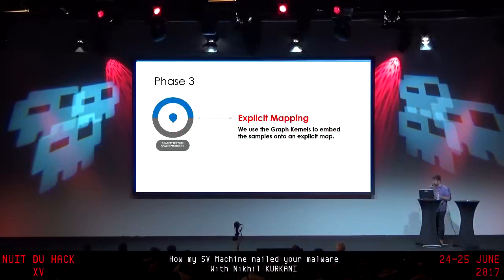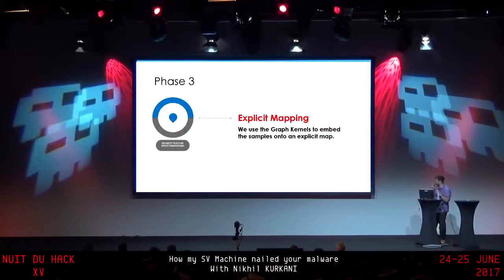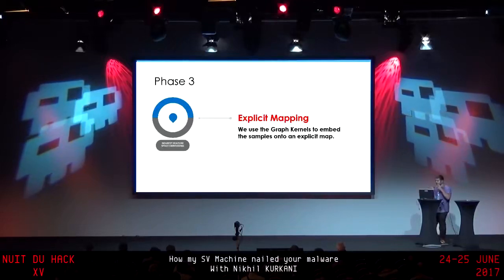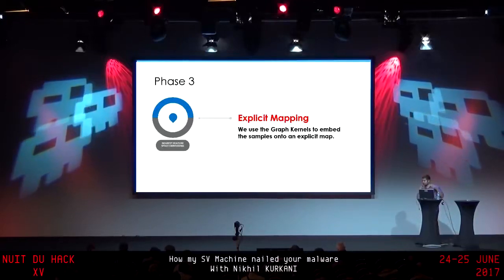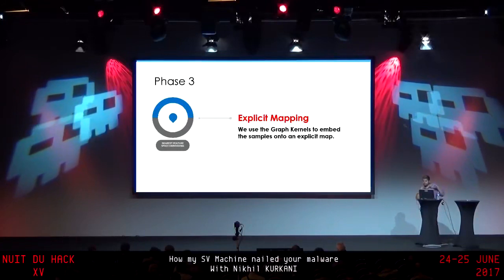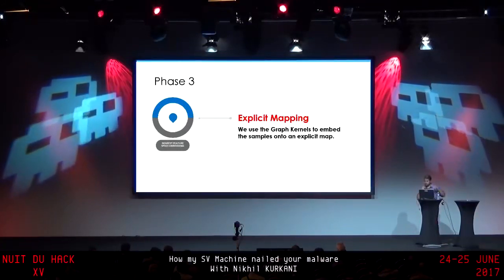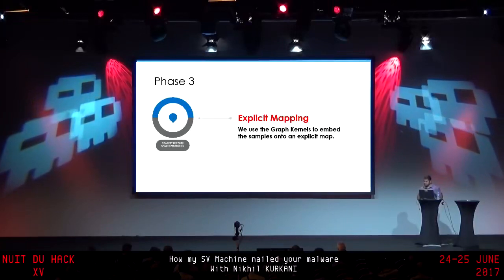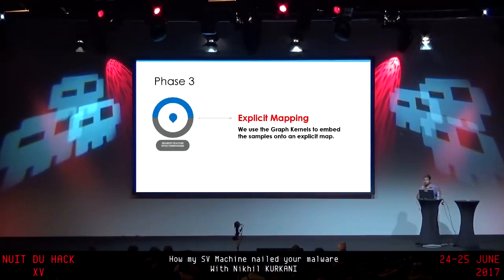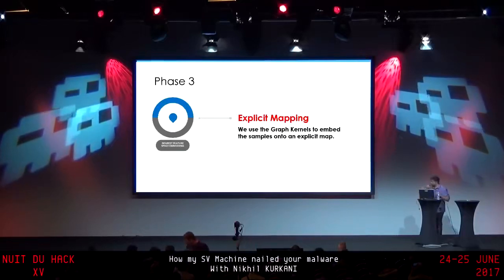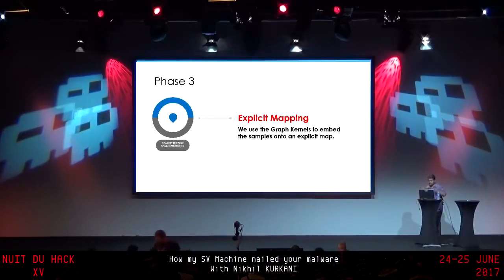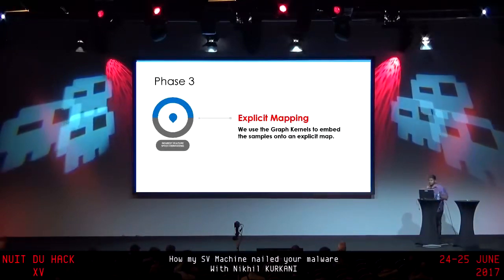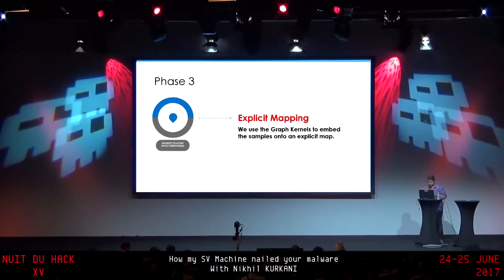The next would be the explicit mapping, because this is really needed. We cannot consider the graph structure, whatever we get from the root nodes or the sub nodes or the edges, as a mathematical model to be used for an equation. So you would explicitly map it onto a graph, which makes it very easy to get to the final result during the SVM.